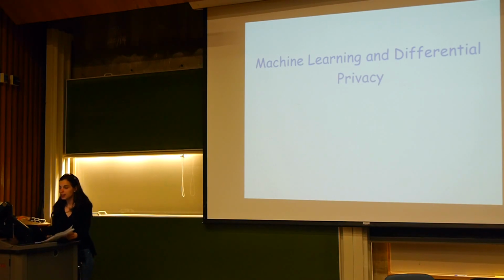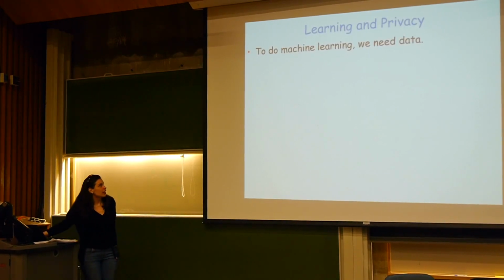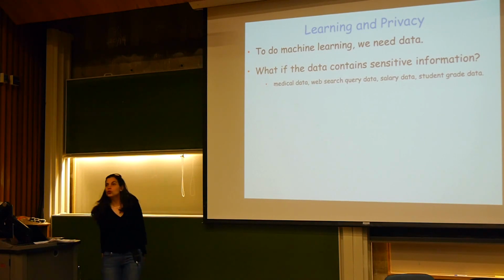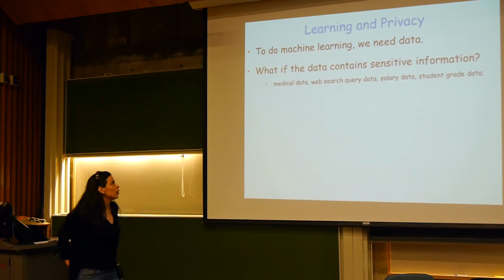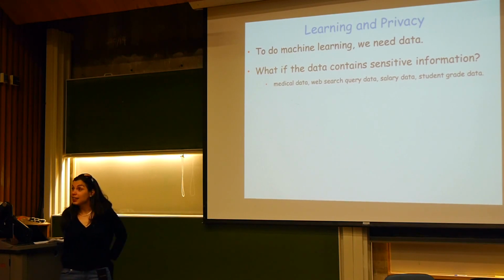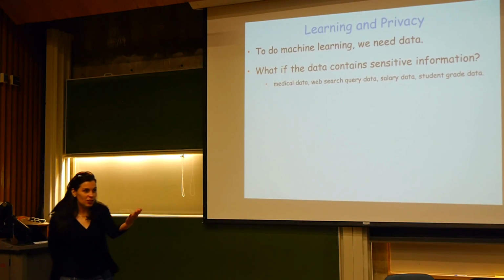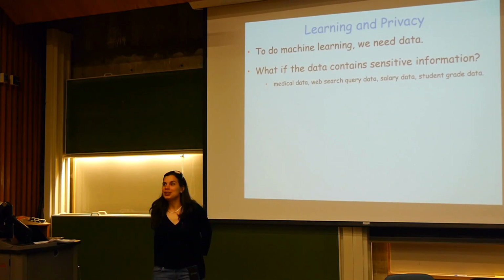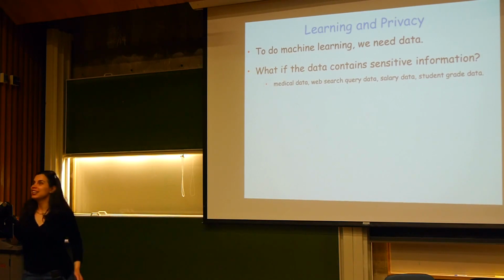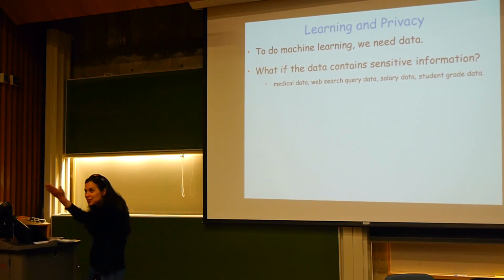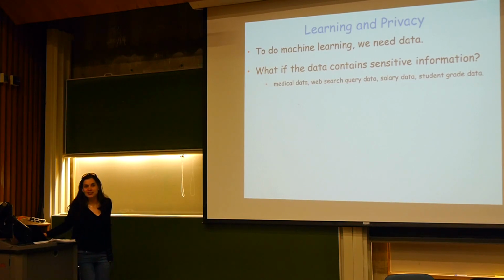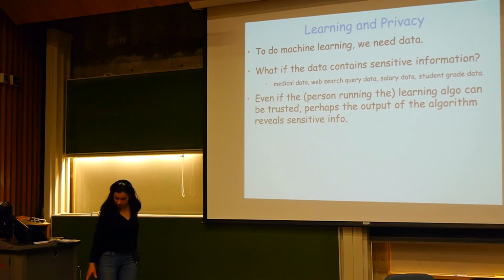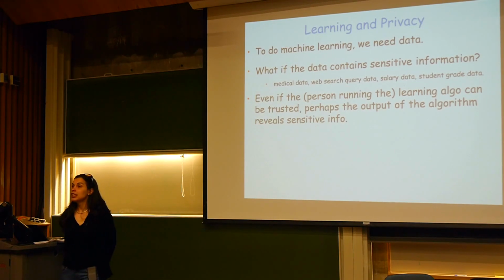As I mentioned already, in some of the modern machine learning applications, we need to use sensitive data, like medical data, or web search query data, or salary data, or even student grade data. We had this discussion when we were trying to release information about the midterm. We were wondering if we release certain types of information, we do release some specific information about some of you. So it's a very important question, how to do machine learning when we deal with sensitive data, private data.